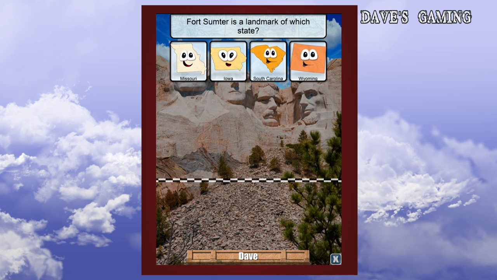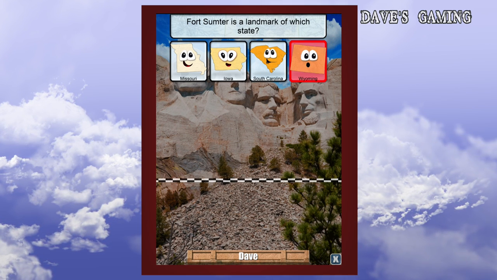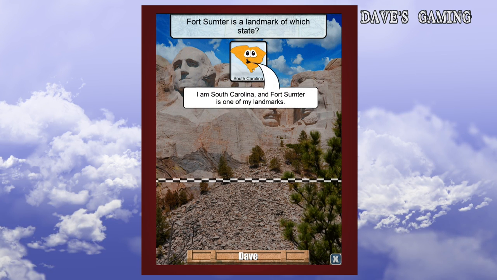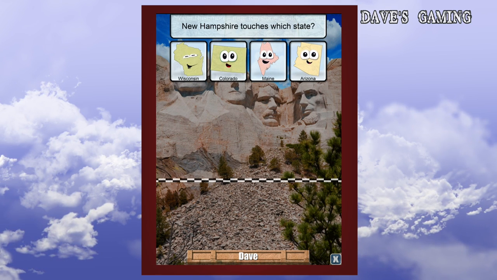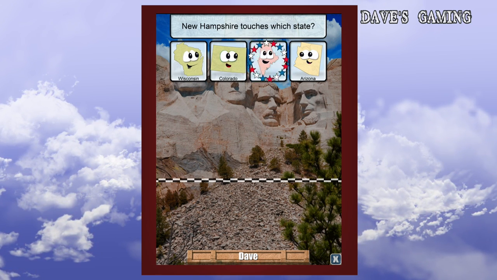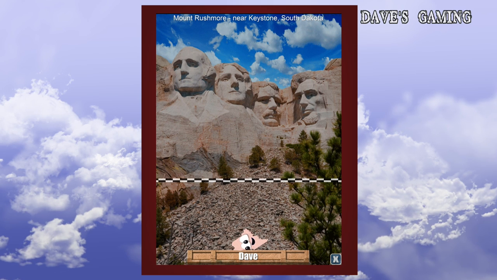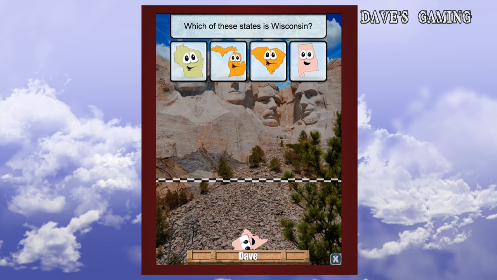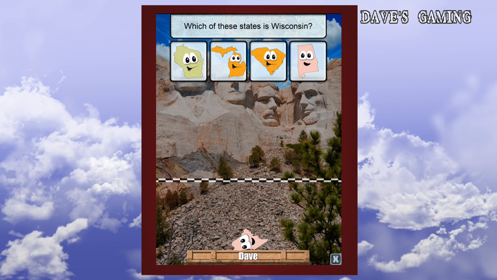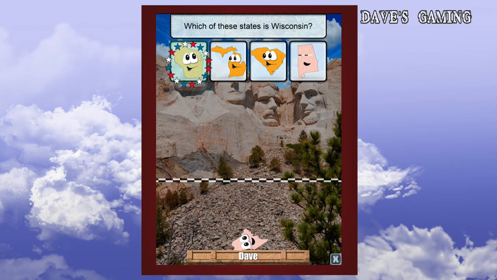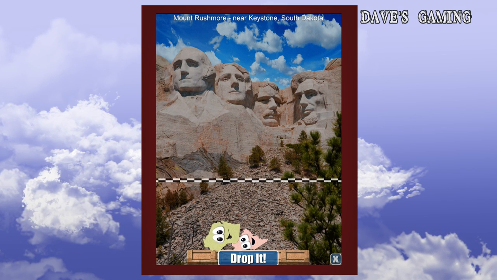Fort Sumter is a landmark of which state? Which state? Wyoming? No. South Carolina? New Hampshire touches which state? I would say Maine. Yes, that I know. Maine and New Hampshire, they're right next to each other. Those are New England states. Which of those states is Wisconsin? See how difficult it is? It's like a Jeopardy game. Oh man, that was the right guess. Yay! Let's put them here.